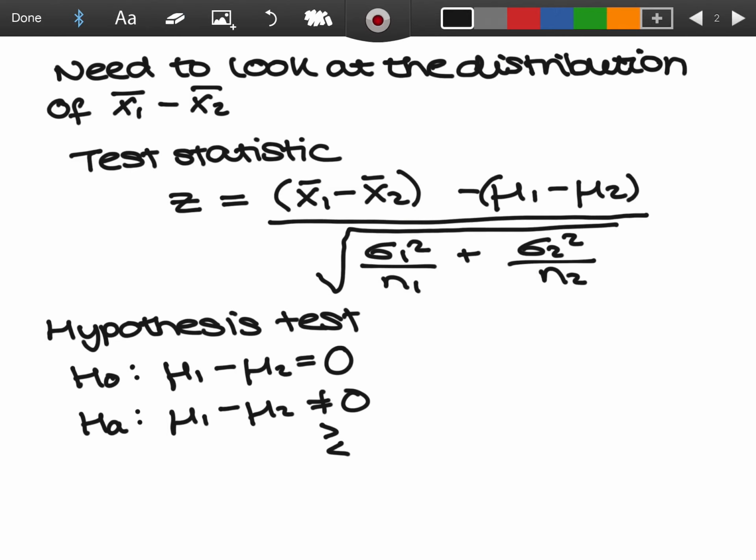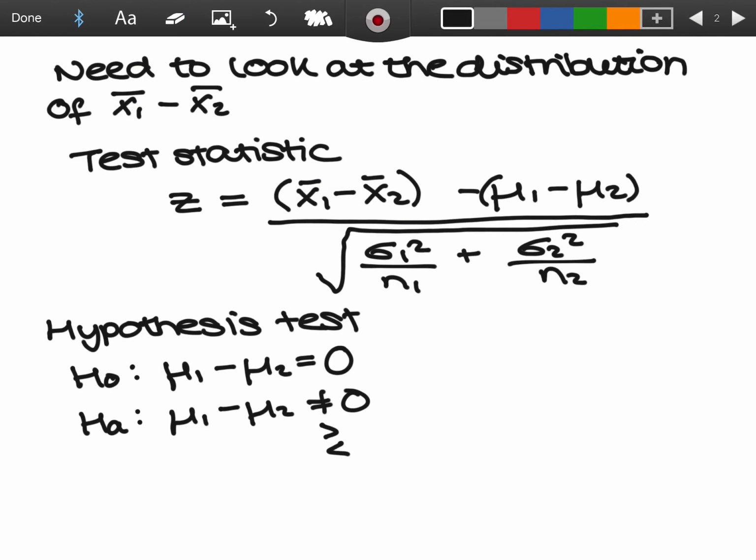For greater than, if I put a greater than 0 in there, if you rearrange that formula, that would be that mu1 is greater than mu2. Okay, so that shows that the first population mean is greater than the second one. When mu1 minus mu2 is less than 0, that's the same thing as saying mu1 is less than mu2. So the first population mean is less than the second population mean.